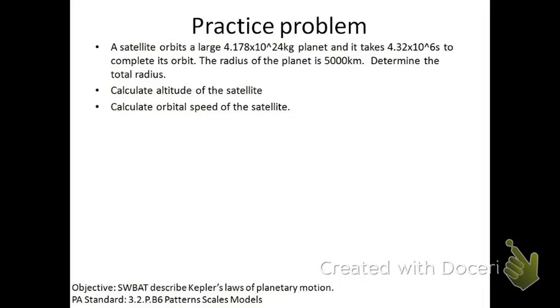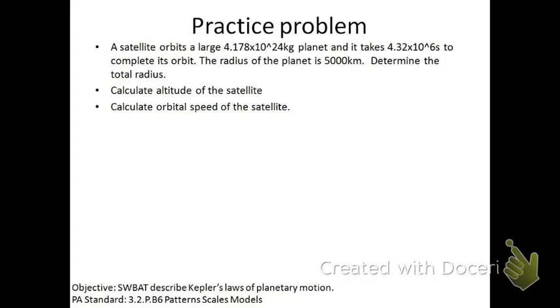Okay, so we have here a practice problem based off of Kepler's laws. Let's begin by reading the problem. It says a satellite orbits a large 4.178 times 10 to the 24 kilogram planet, and it takes 4.32 times 10 to the 6 seconds to complete its orbit. The radius of the planet is 5,000 kilometers, and we're given a number of tasks here.